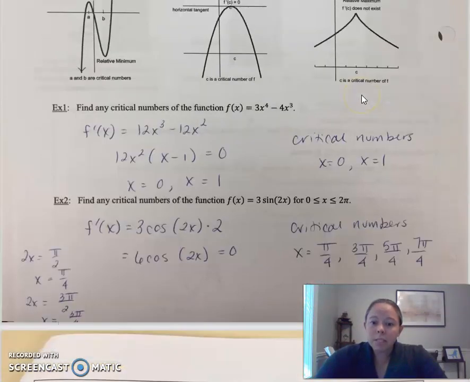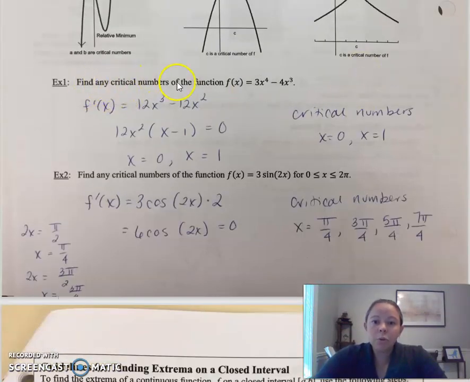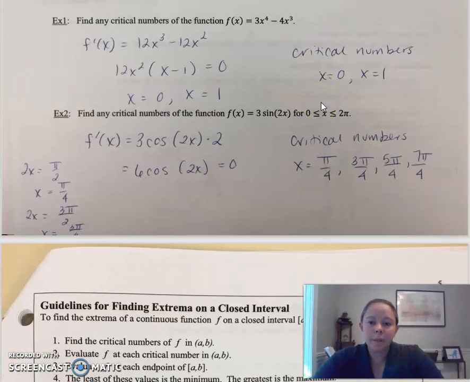Okay, so here I go into some examples. Find any critical numbers, so do the derivative, set it equal to 0. Especially for a nice polynomial function, there aren't going to be any sharp turns or asymptotes or anything weird happening, so you'll just want to set the derivative equal to 0. Okay, same thing on the next one. So set the derivative equal to 0 and solve from there. And notice it's within this closed interval.